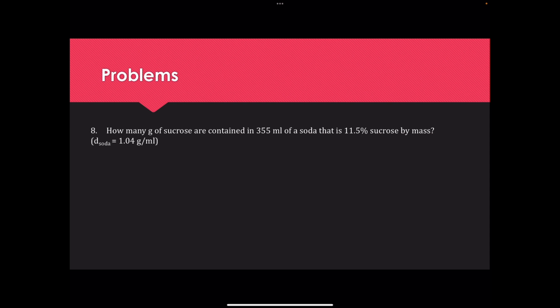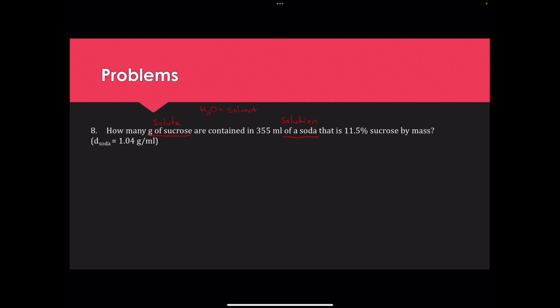So looking at problem number 8, we're asked how many grams of sucrose are contained in 355 milliliters of a soda that is 11.5% sucrose by mass. So we've got a lot of information here. Again, we always want to break down who's the solute, who's the solvent, who's the solution. So we've got grams of sucrose being contained in soda. So the sucrose is the solute. It's contained in soda. Soda is a mixture of all kinds of things. So the soda itself, that's our solution. And it's not mentioned here, but soda is aqueous, so water is our solvent.